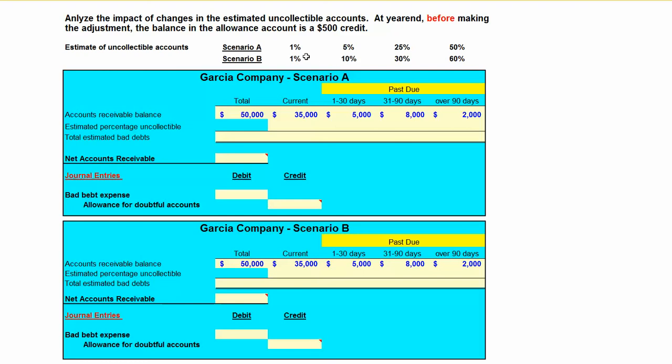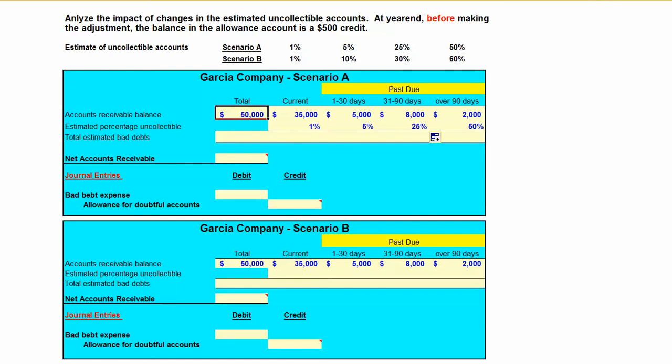Scenario A, where we have estimated collections or write-offs of current receivables of 1%, things that are from 1 to 30 days past due, 5% estimated uncollectible. Anything that's 31 to 90 days past due will be estimated as 25% uncollectible. And then finally, anything that's over 90 days past due, we're estimating that only 50% of that will collect. And then we'll examine scenario B, where we notice management is more pessimistic regarding future collections. We'll examine our bad debt expense and our allowance for doubtful accounts under both of these scenarios.